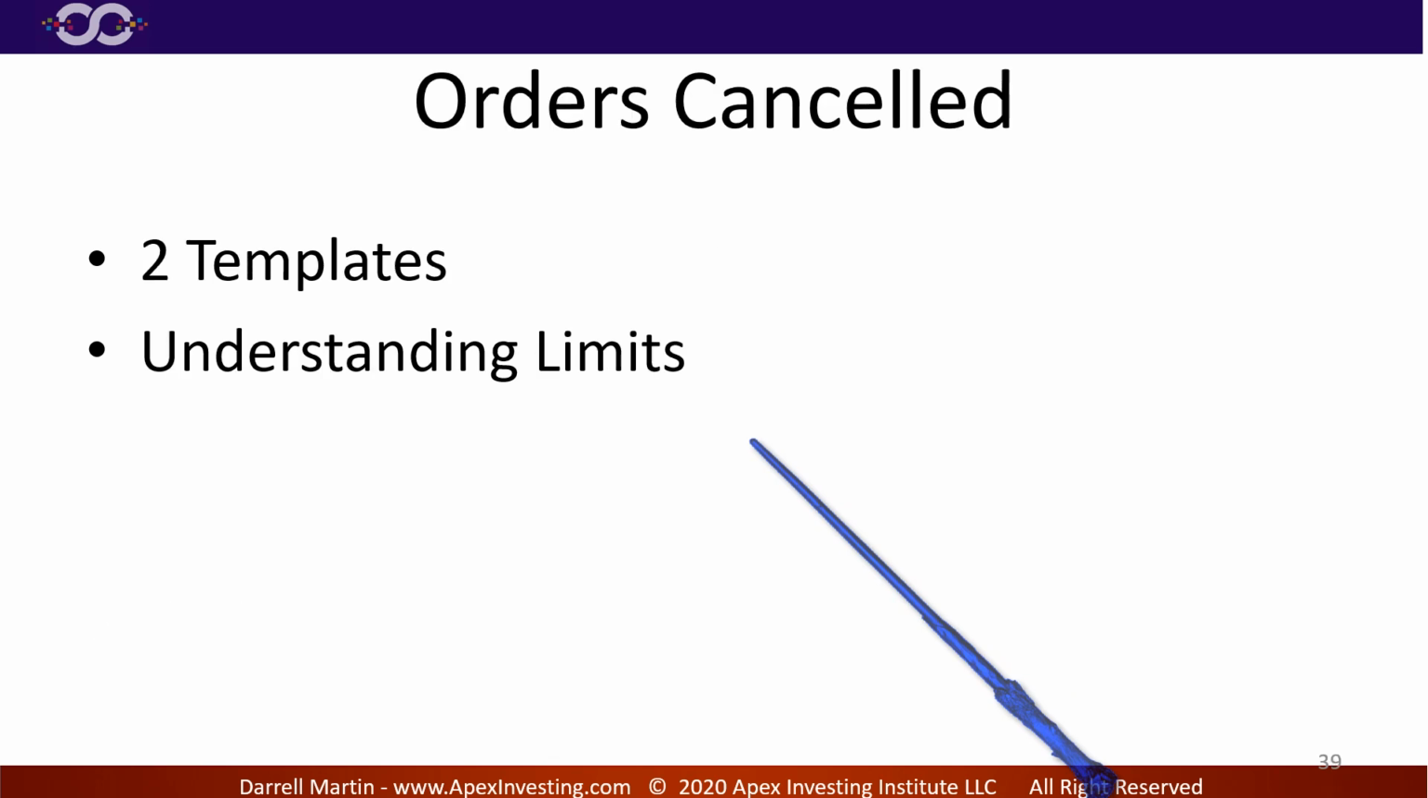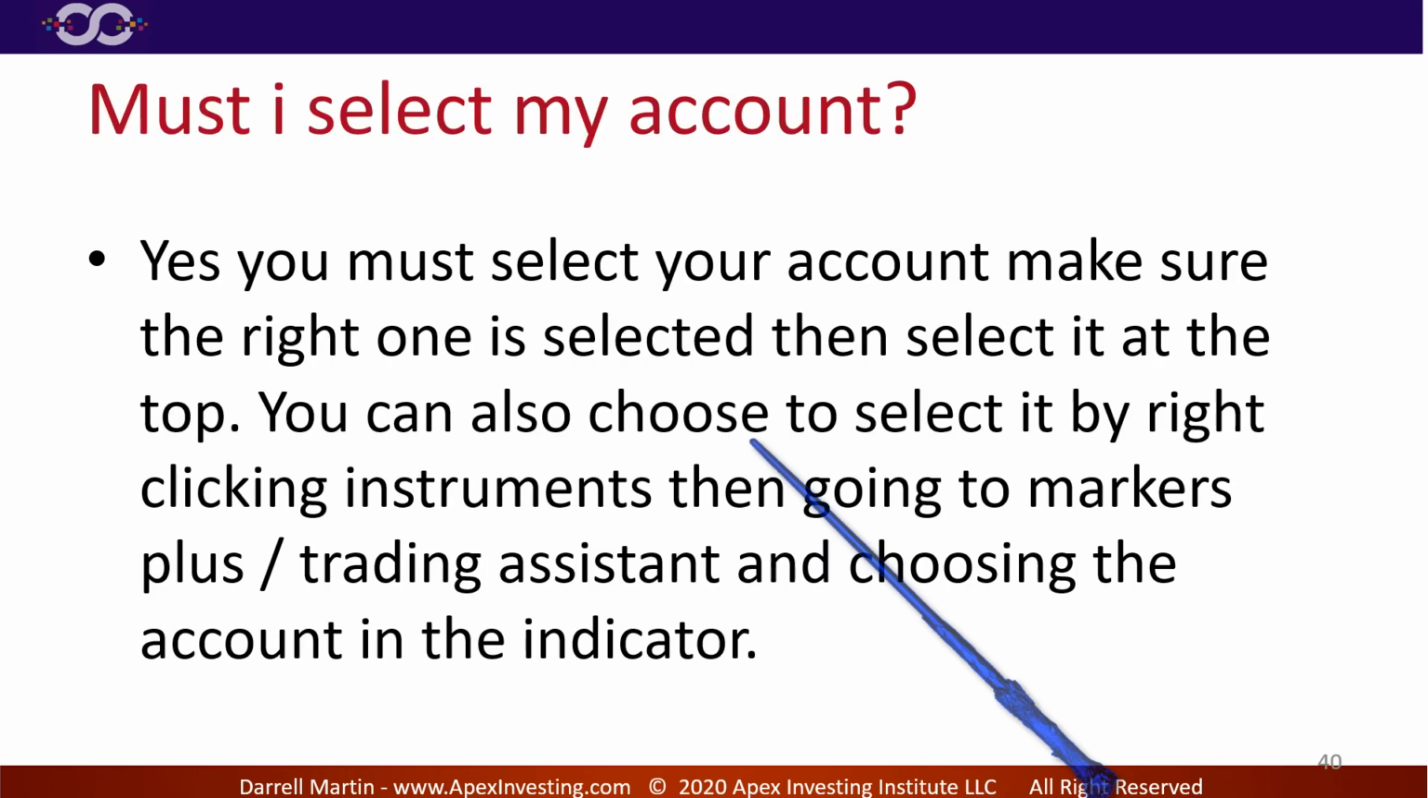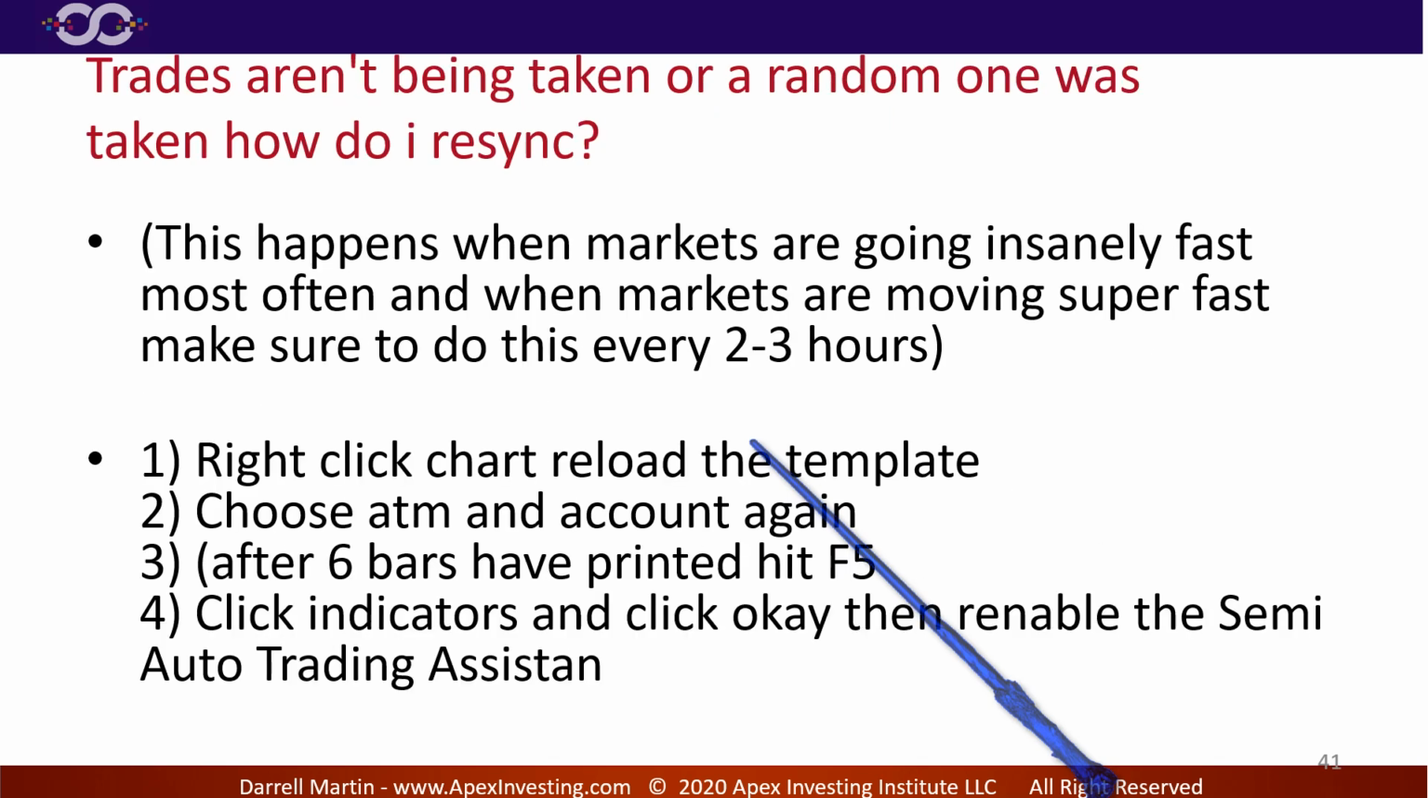Let's see here. We've gone through ATMs. We've gone through the 2 templates and the limits. We went through, yes, you need to select your account. Make sure the right account is selected. Trades aren't being taken or random trades were taken.